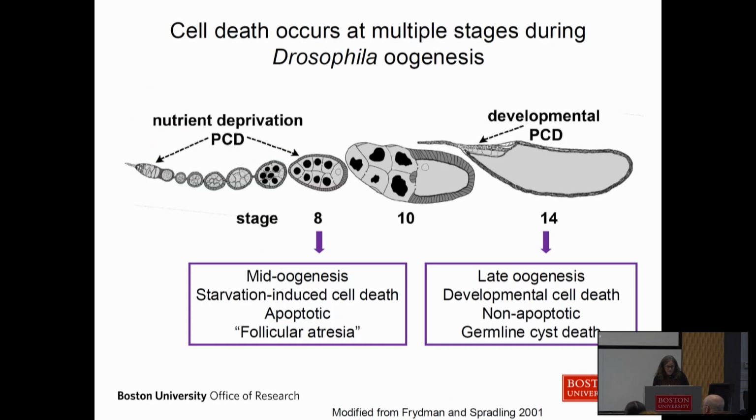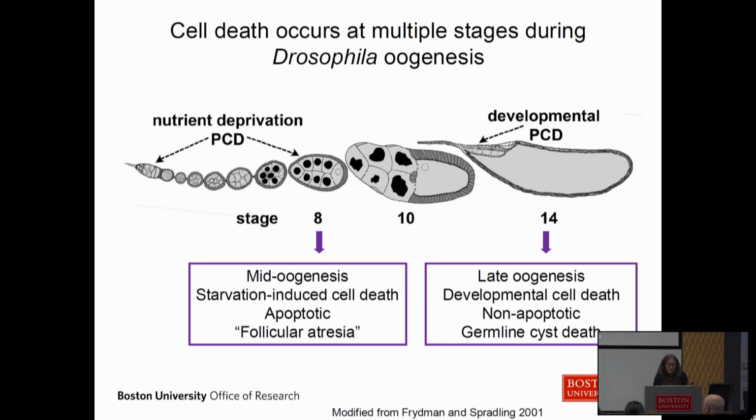So this is what the structure of the ovary looks like. It's like an assembly line with the mature eggs all the way on my side here. A fly makes about 50 of those a day and lays them, so constantly producing eggs. And cell death is a normal occurrence in the ovary.